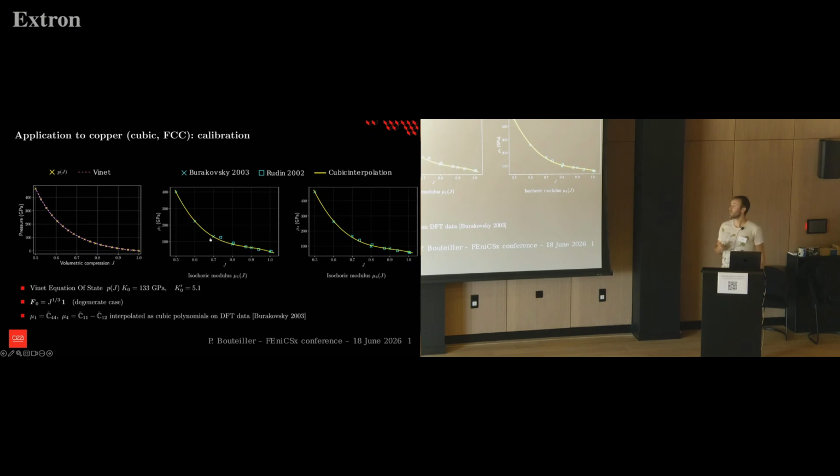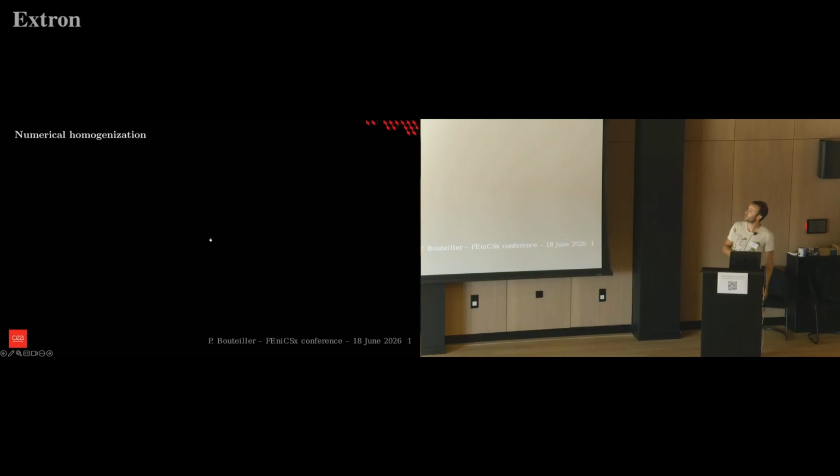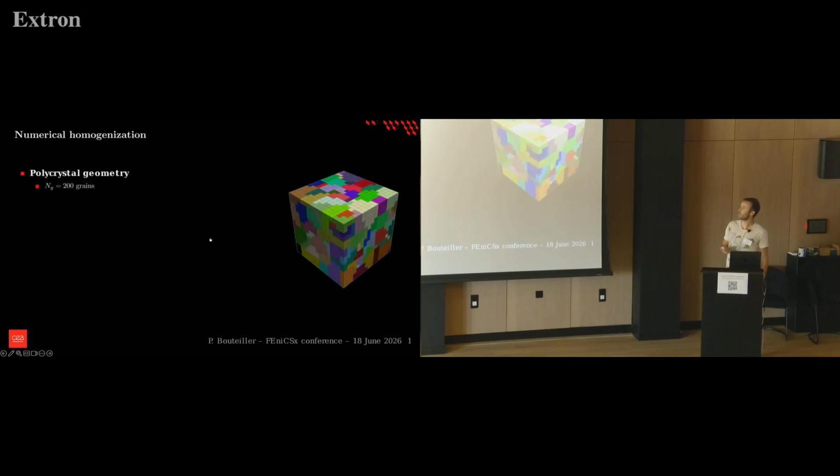And then we did a numerical homogenization because we wanted to find the macroscopic shear modulus of a polycrystal of copper. So we compressed it and we sheared it, and that's where we used FEniCS. We had a fairly small mesh with only 200 grains, but we performed a lot of simulations with various crystallographic orientations and a lot of distributions.